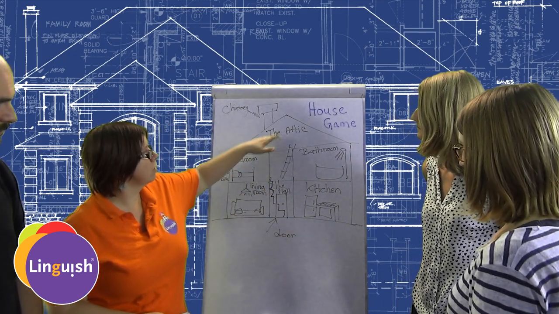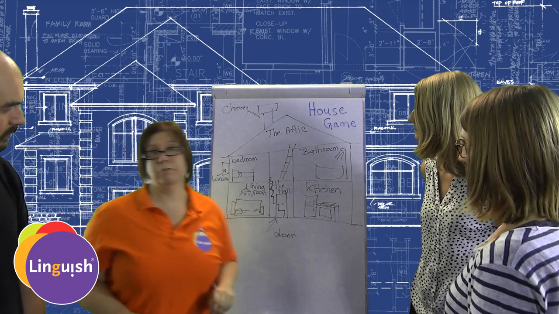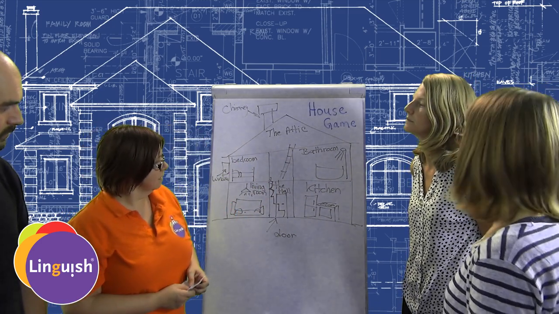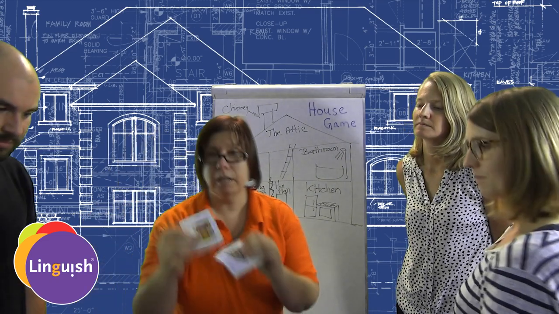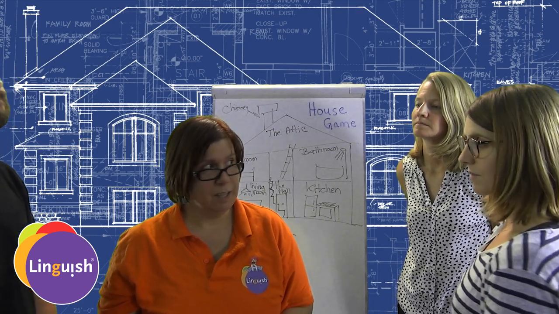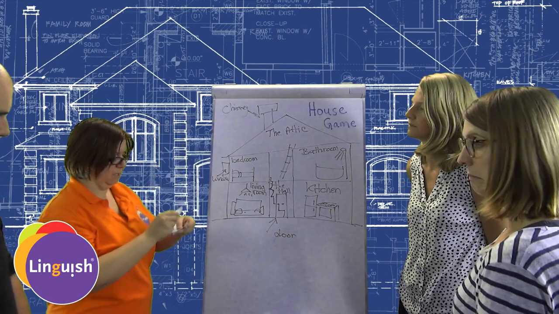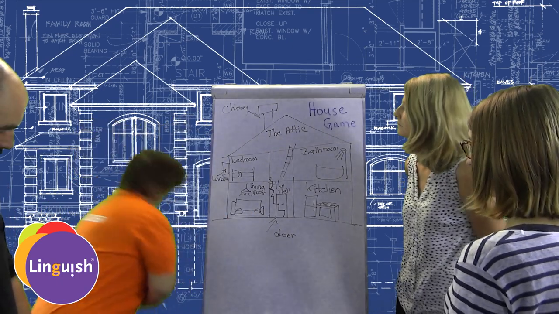Here we're doing the rooms: the attic, bathroom, kitchen, the hall, living room, and the bedroom. And I'm going to pick a card. So here we have all the cards of the hall, the kitchen, the attic. I'm going to pick a card. The ghost is in that room. The teams don't know. Okay. I picked a card. Okay. I know where the ghost is.